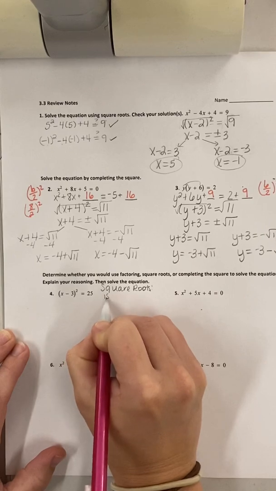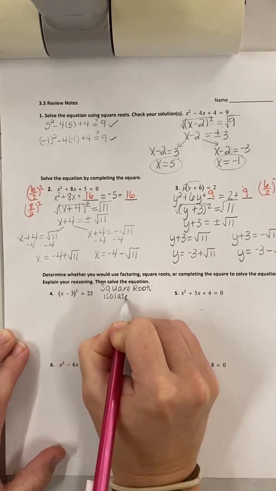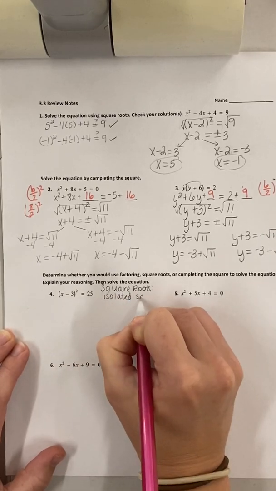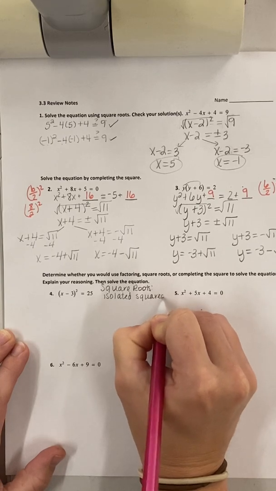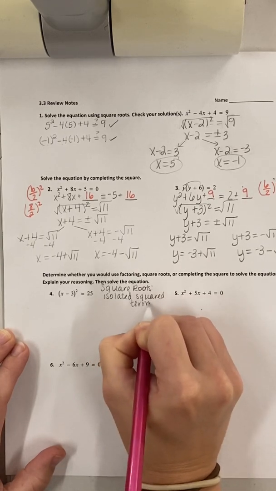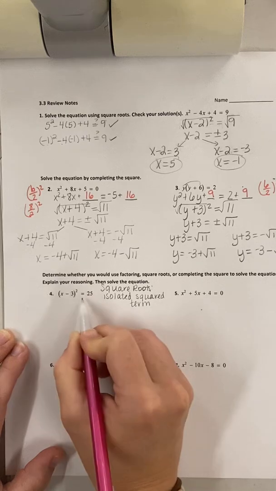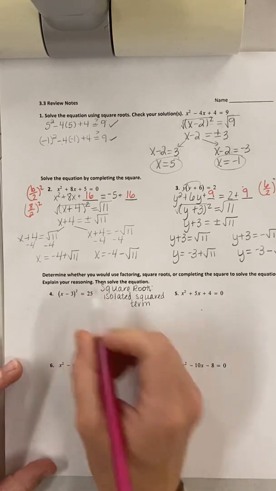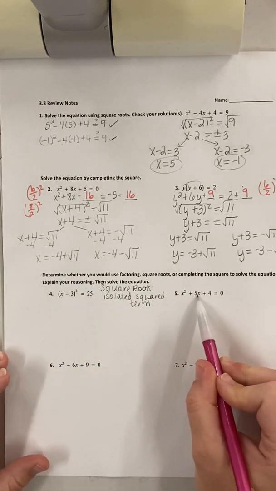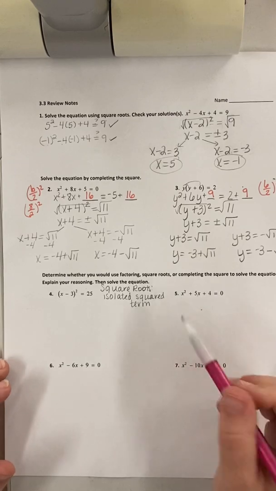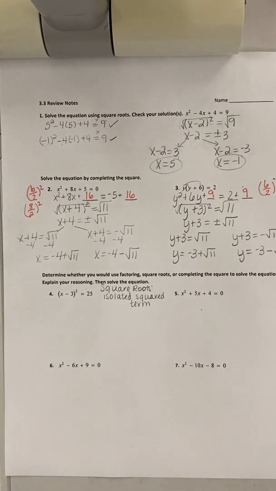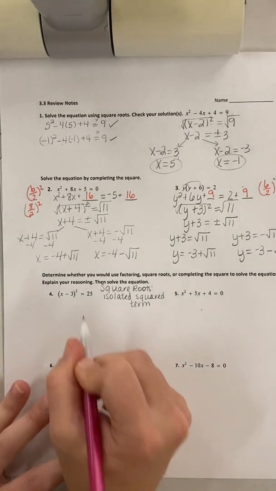And my justification for that is that we have an isolated squared term. Isolated means it's by itself. I don't have like 2 plus, I don't have another plus x. Like here I have a plus x. I can't get the x squared by itself without that x being there. Okay, you have an isolated squared term equals a number.